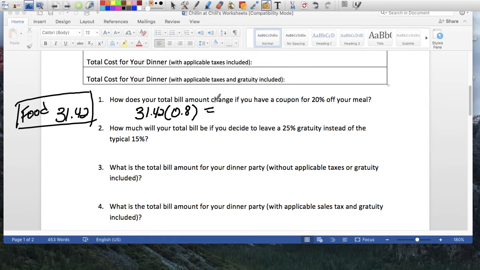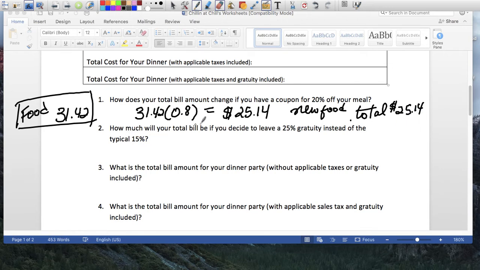So if I multiply 31.42 times 0.8, now I'm going to end up paying $25.14 rounded. And that would be my food. So my new food total will be $25.14. Okay, so now based on this, I would have to pay taxes, and based on that, I would pay tips.